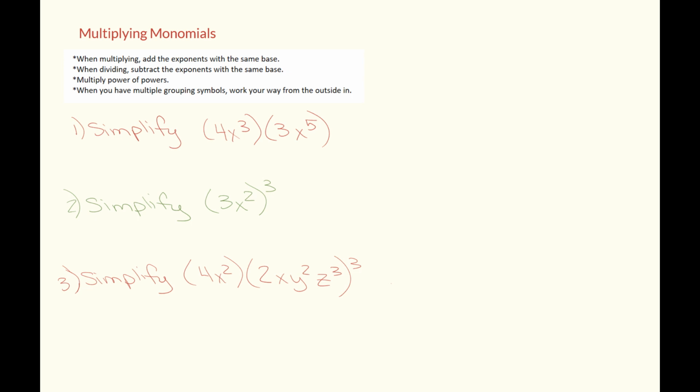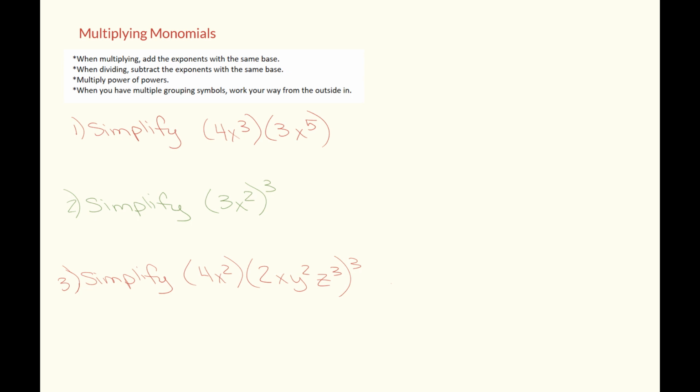You multiply powers of powers. I'll explain all these in a second. When you have to multiply with grouping symbols, work your way from the outside in. Okay, so I'm going to show you a couple of examples right now. In the first one, I have: simplify 4x cubed times 3x to the fifth.